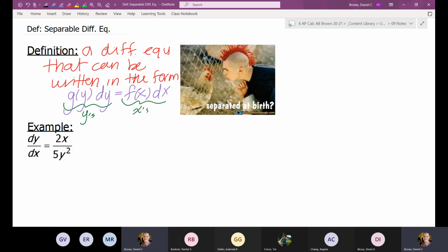How do we separate them? You want to multiply by something on both sides, or divide by something on both sides, or cross multiply, or add something. You just need to do some algebra to separate them. I think this one's pretty easy to see.